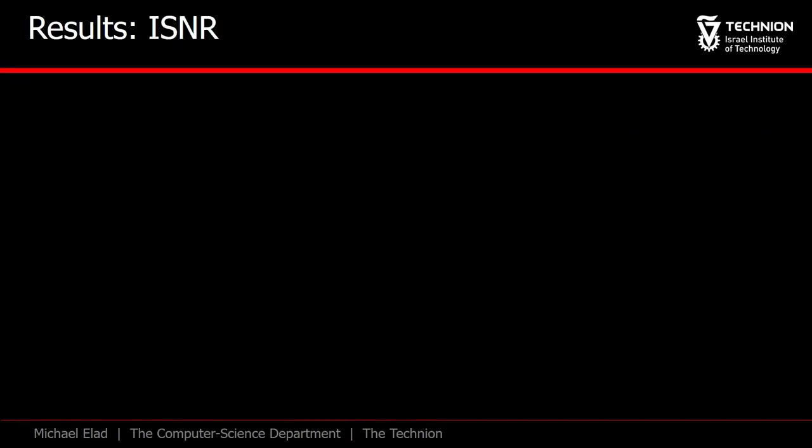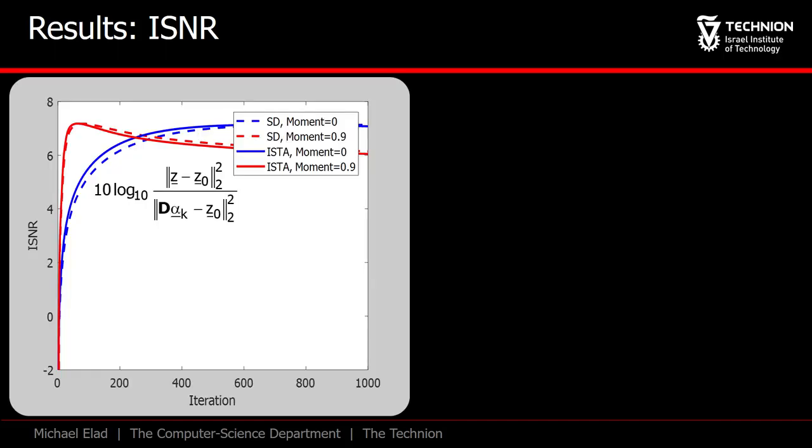Remember that the minimization of f of alpha is only the means towards an end. What we really want is a deblurred image. The graph shown here presents the quality of the image as a function of the iterations for the 4 algorithm versions we test. We measure the goodness of the image by the ISNR measure.